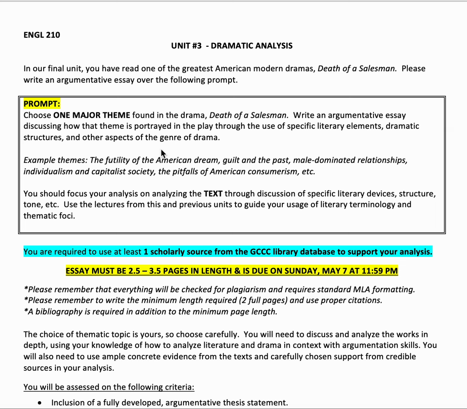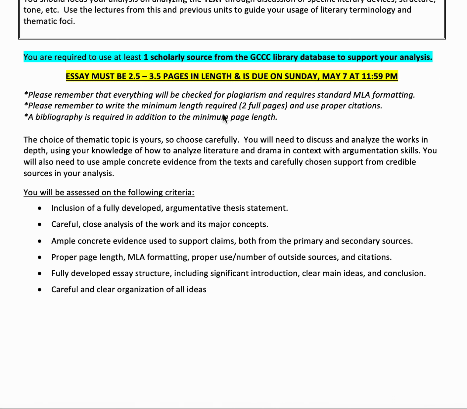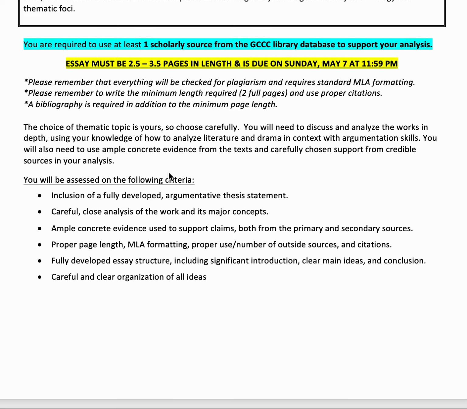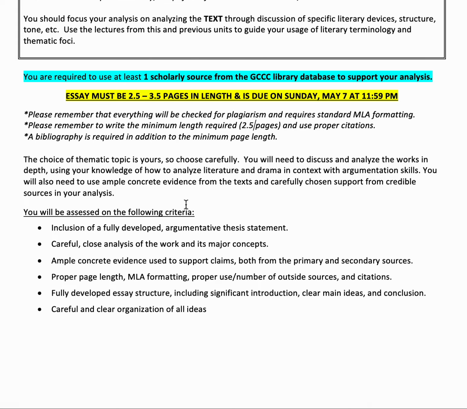Your essay has to be 2.5 to 3.5 pages in length and is due on Sunday, May 7th at 11:59 p.m. That means to the middle of the third page at minimum. You can always write more, you can't write less, and you can always have more than one source if you want. You just have to have a scholarly source. Everything is checked for plagiarism and requires standard MLA. Use proper citations. A bibliography is required, with the scholarly source and the primary source, the text itself.